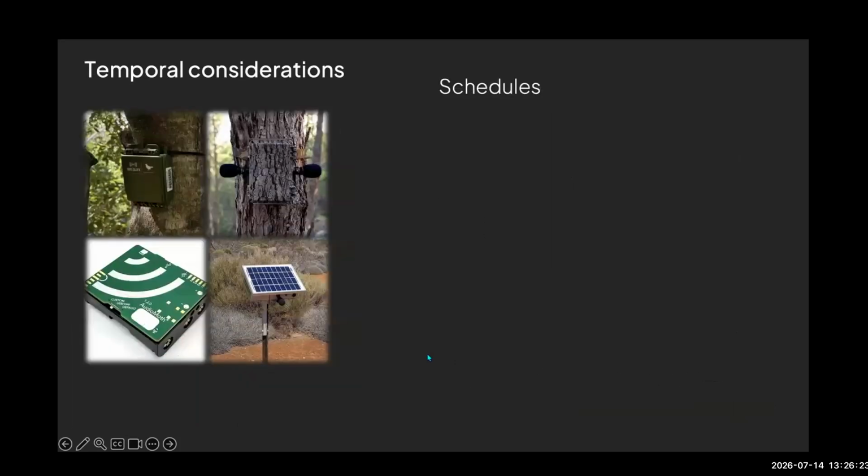And then for the temporal considerations, particularly schedules, the deployment length is really important to figure out because it will determine the type of recorder, because some recorders are going to be able to be deployed for longer periods of time, and some of them will be more short term. So figuring out how long you can leave those audio recorders out there, whether that's many years or just a couple of weeks at a time, is really important to figure out what you can actually get.